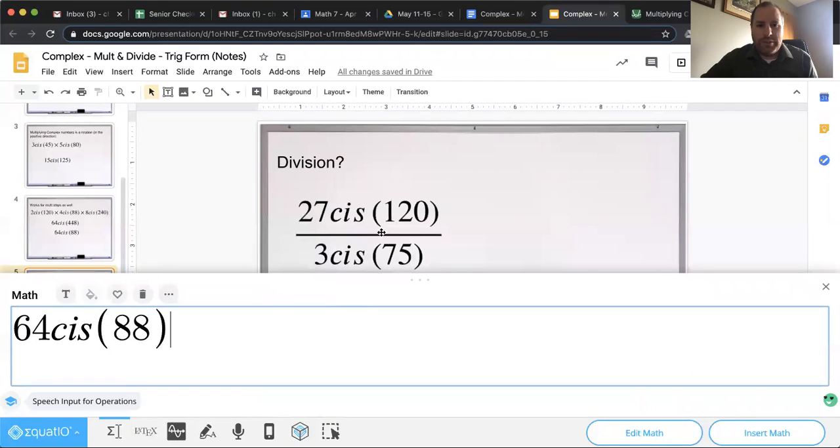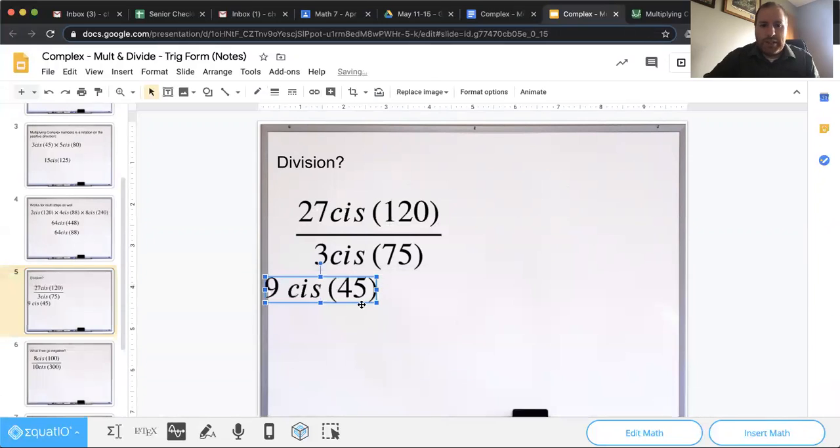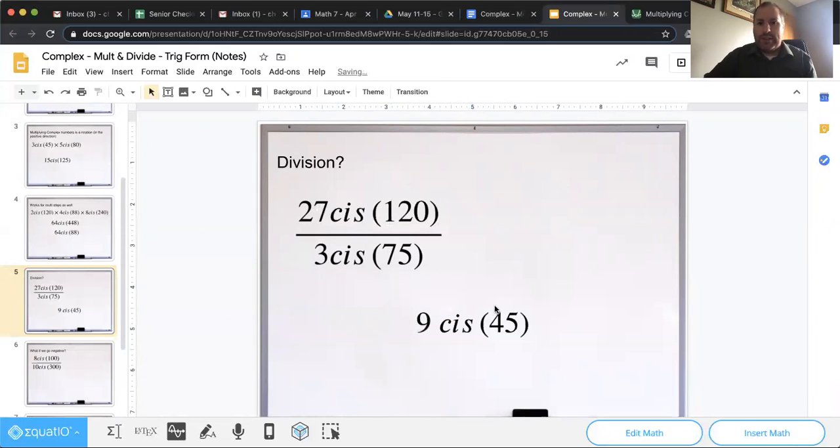But here, all we do is we would just take these and divide them out. The numbers we do like normal. 27 divided by 3 is 9. And then the angle, what we do is just subtract these. Take 120 minus 75, right? So just to double check, because I don't have anybody here to double check me, 45 degrees. That's what that would be. There's the result. Okay. We divide the things and then we subtract the angles in there.